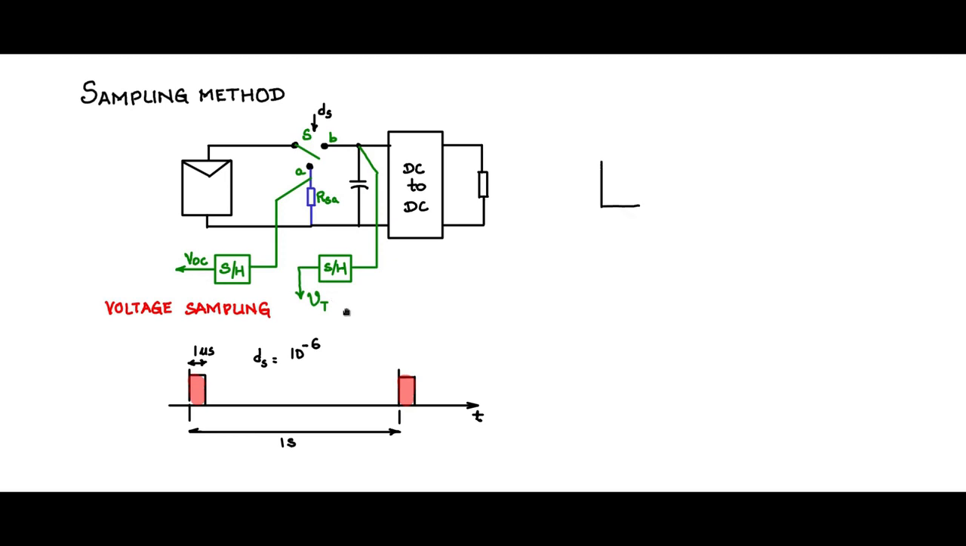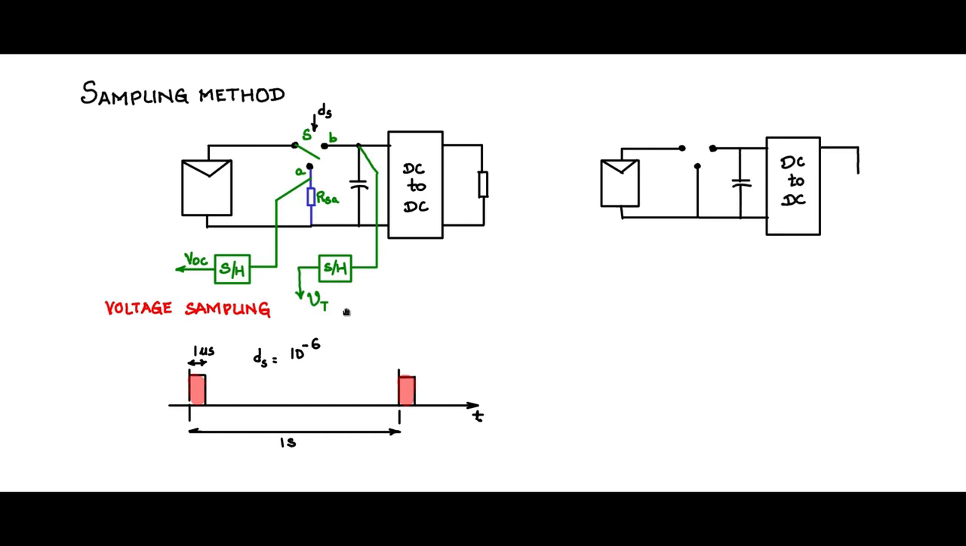Let us also look at current sampling. So just like in voltage sampling, we need a PV panel connected to the DC-DC converter, a buffer capacitor, and then connected to the load like this. And then we have a switch. Now when the switch is connected to A, we don't use a resistor now, it is just a short circuit. So when S is connected to A, the panel is short circuited. So any current that you measure here will give you the short circuit current.